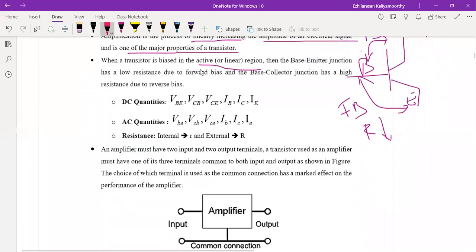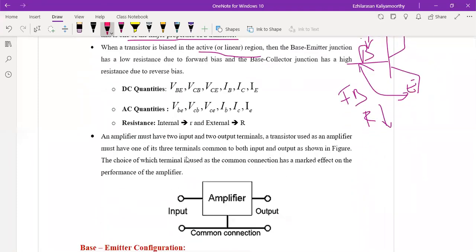Now what we are going to do in this chapter is show some of the technical terms. We separated them as DC quantities, AC quantities, then resistance. What are the DC quantities? One is VBE. VBE, you can see here, is uppercase. VBE stands for the voltage across the base and emitter terminals. Then VCB means the voltage across collector and base. VCE means the voltage across collector and emitter. IB means base current, IC means collector current, IE means emitter current.